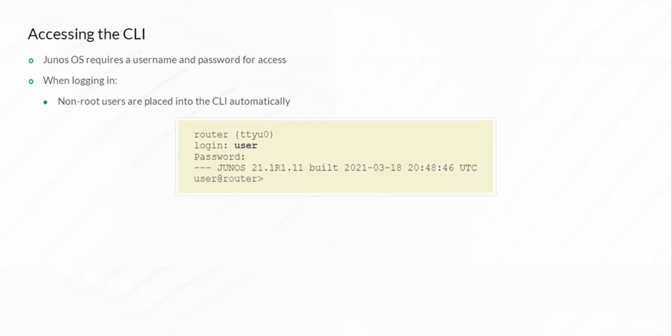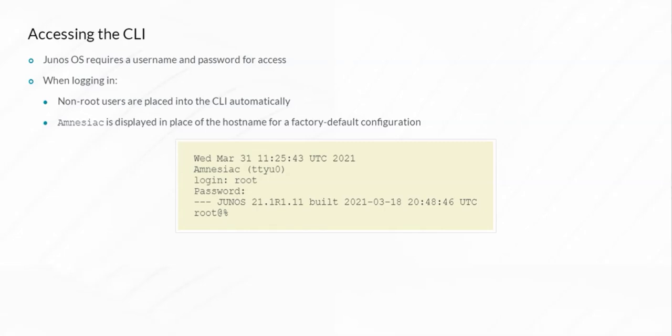Junos OS requires a username and password for access. The administrator creates user accounts and assigns permissions. All platforms running Junos OS have only the root user configured by default. All non-root users are placed into the CLI automatically. When configured, the console login displays the hostname of the device. When you have not configured a hostname, as is the case with a factory default configuration, the software displays Amnesiac in place of the hostname.